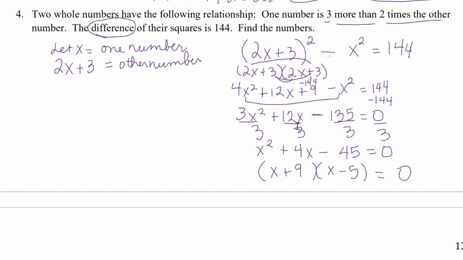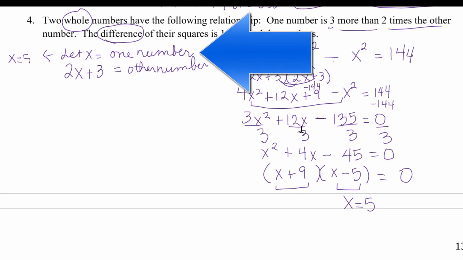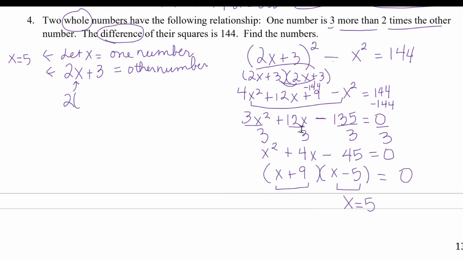And remember, we're going to keep the positive answer because they wanted us to find whole numbers. And whole numbers are the numbers 0, 1, 2, 3, 4, and so on. So they don't have negatives. So this first x plus 9, that's going to give us x equals negative 9. So we're not going to use that. This one gives us x equals 5. What did we just find? So we found this number, x equals 5. Okay, so to find the other number, we're going to substitute the 5 in here, right? So 2 times 5 plus 3. So 10 plus 3, 13. So the second number is 13.